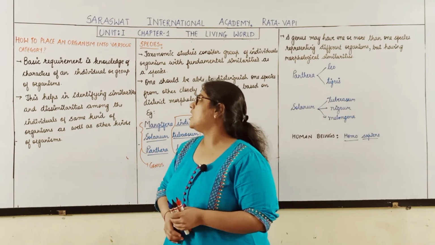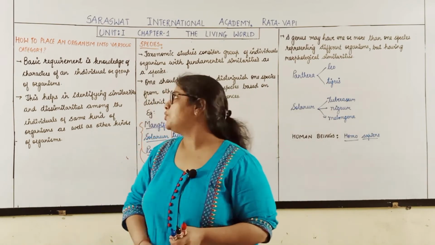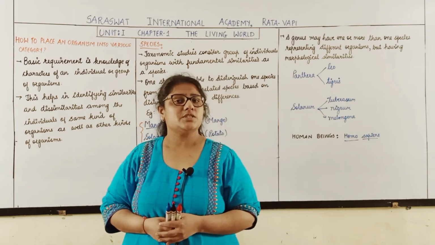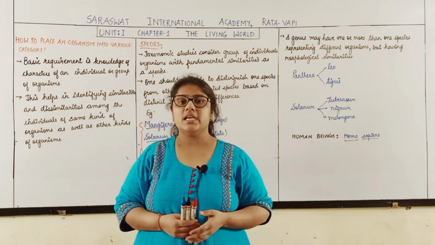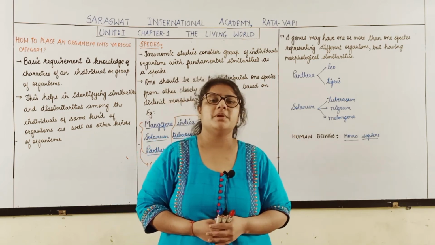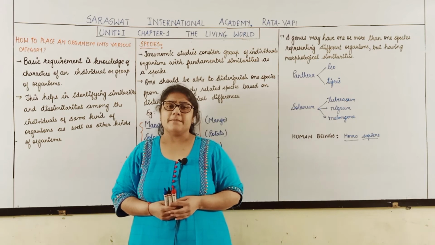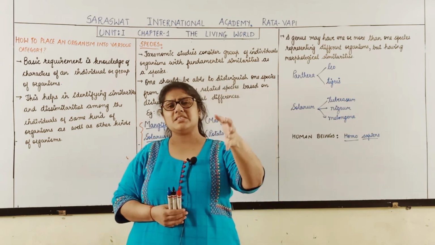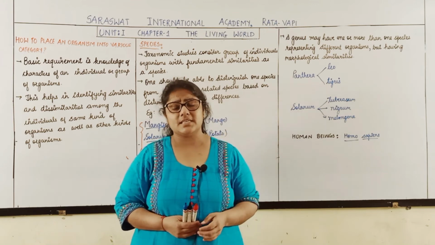Now students, my question: how do we place an organism into various taxonomic categories? We know that 7 main taxonomic categories are there. Kingdom, the next is division or phylum. It is division for plants, phylum for animals. Then there is order, class, family, genus and species. So these are the 7 main taxonomic categories.